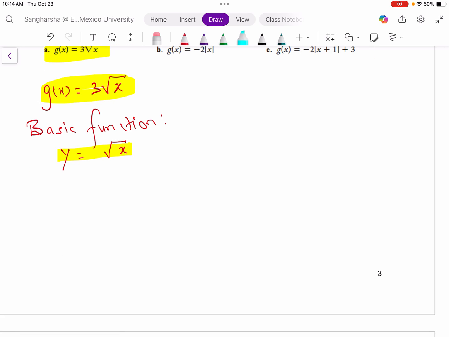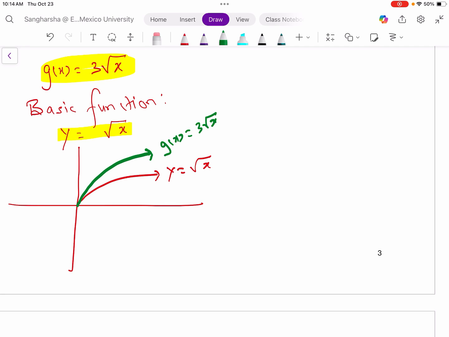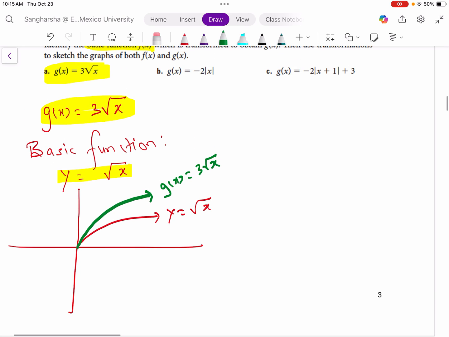Okay, so let me draw a final graph here. This is the graph for our basic function y equals square root of x. We multiplied, and multiplying means it goes away from the x-axis, and this is our g of x equals 3 square root of x. At least you need to draw a graph for a basic function and the graph for the function given to you. So multiplying by a number greater than 1 means we are stretching our graph away from the x-axis.